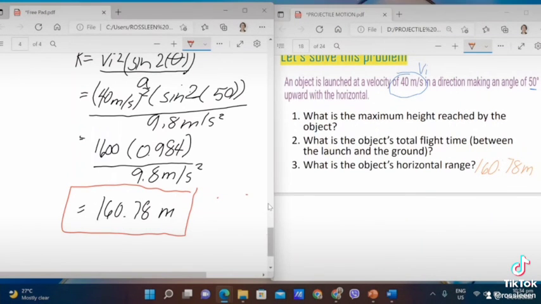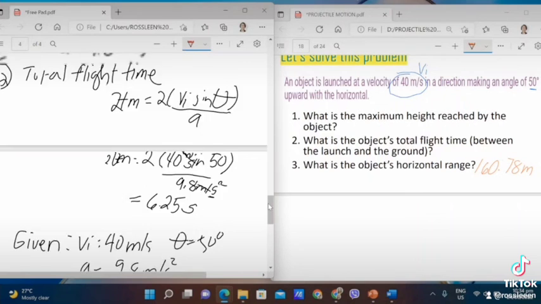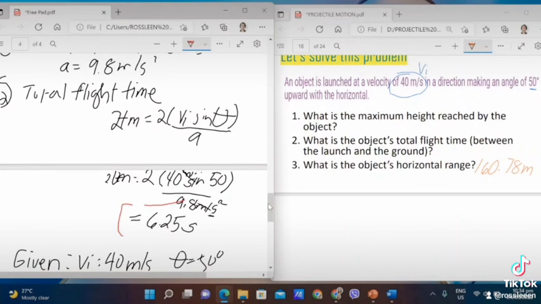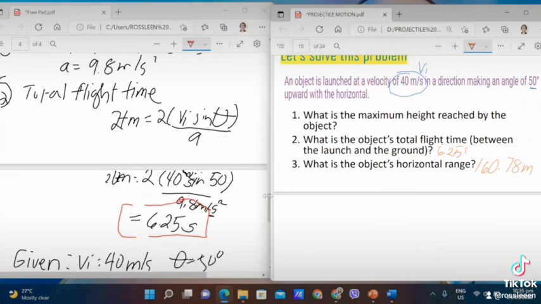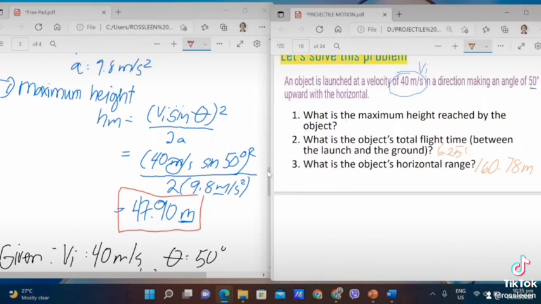Writing all the answers to the questions. For number 2, we've got 6.25 seconds. That's the total time of flight. And for maximum height, it's 47.9.